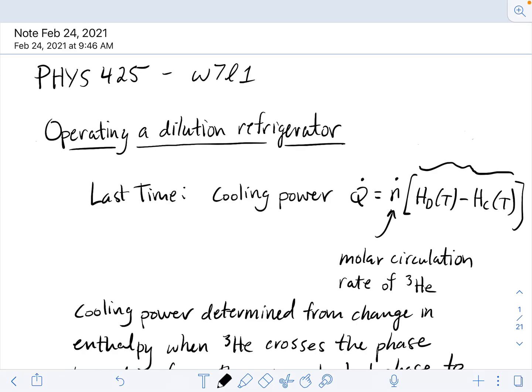Hello everybody, welcome back to Physics 425. What I want to talk about today is some practical considerations in how you would actually operate a dilution refrigerator.